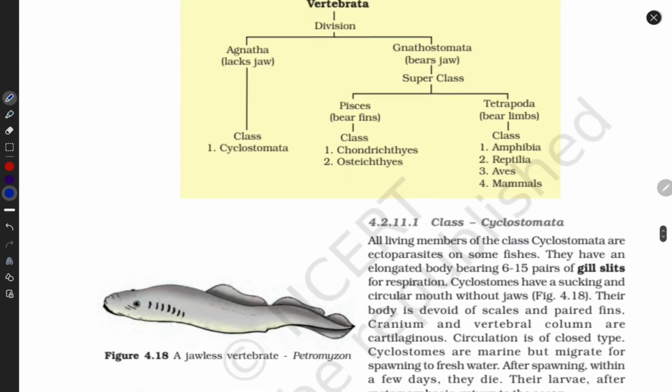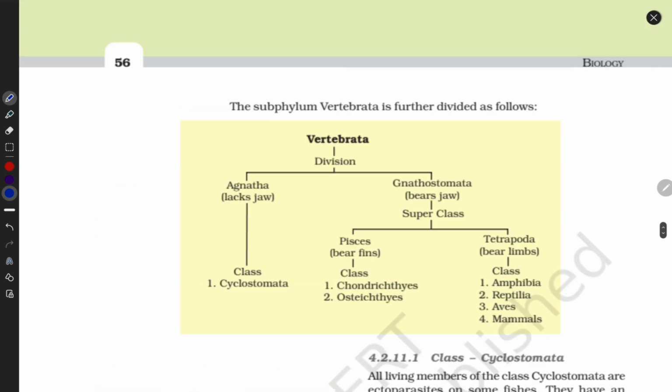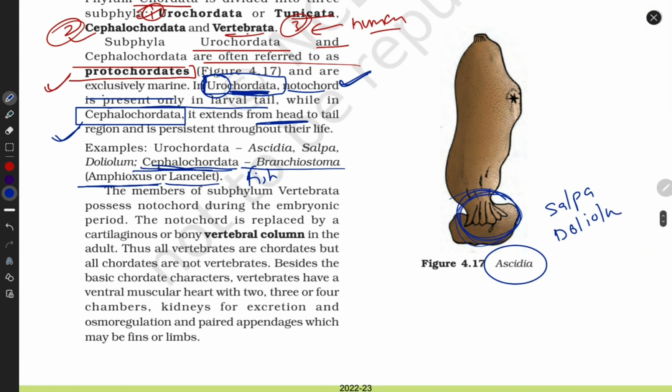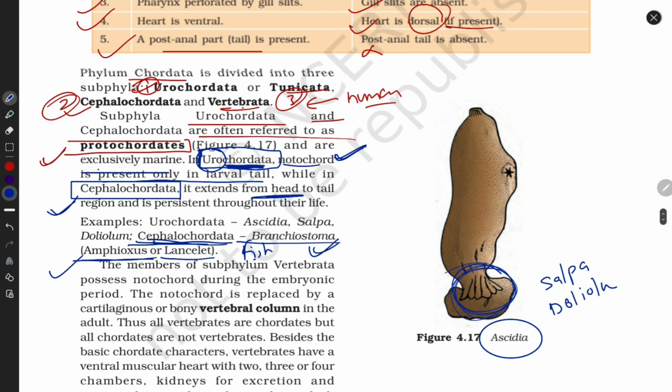There is no diagram here, but it's okay, forget it. No problem. This is the fish. Now, Urochordata is complete. And cephalo means head. At the head part, their notochord is present.